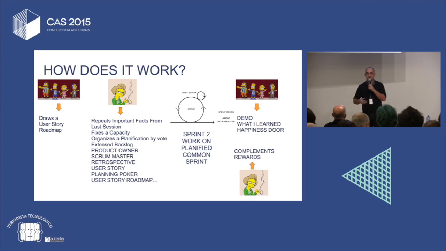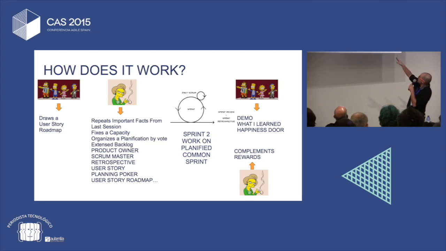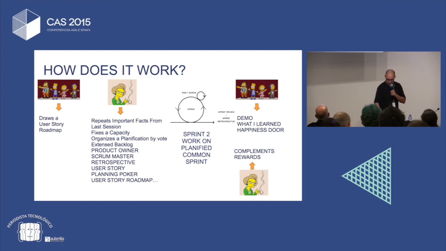And it's quite clear that we won't learn everything, and that's why we make a planification by vote. Because in the second sprint I need people to work on the same things, okay? Then they work again on the internet, prepare a demo, and then we have the same result: a demo presentation, what I learned, happiness door, and so on.